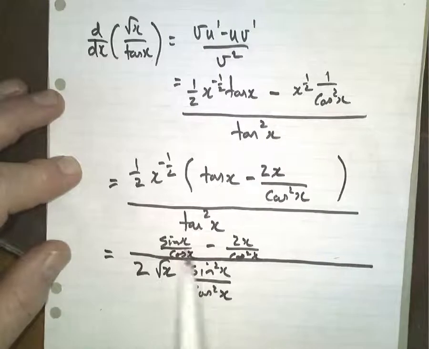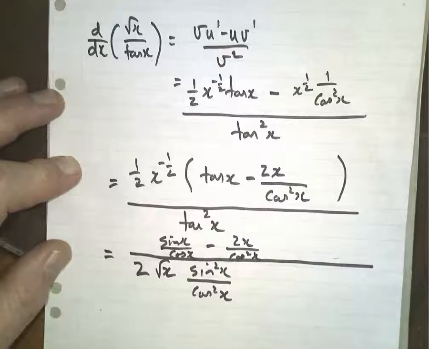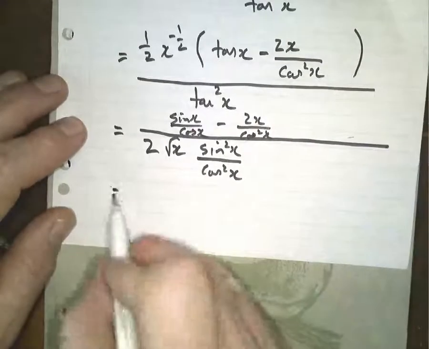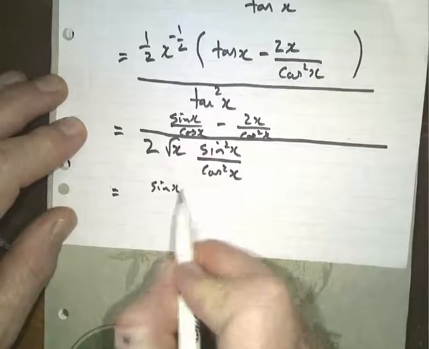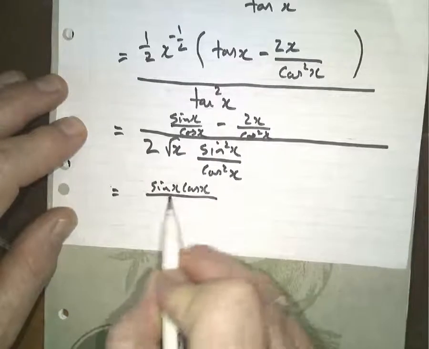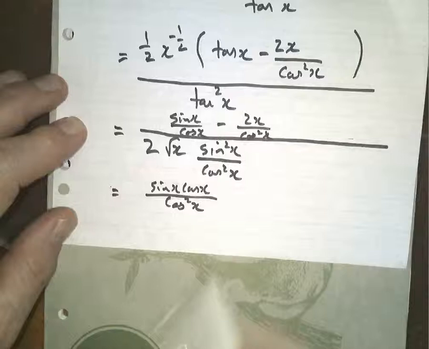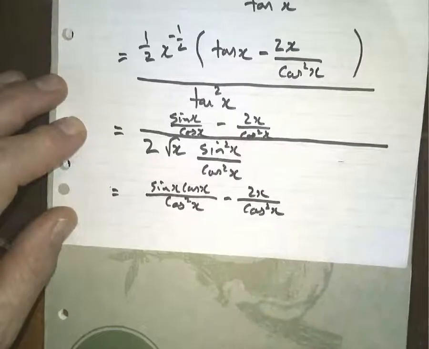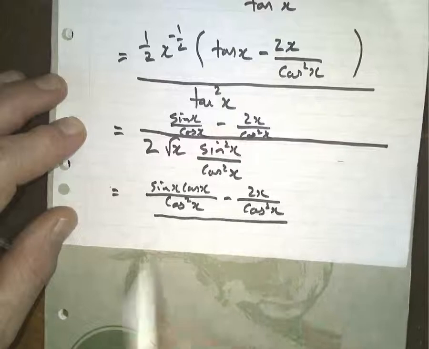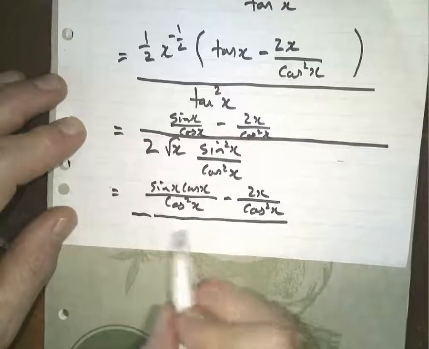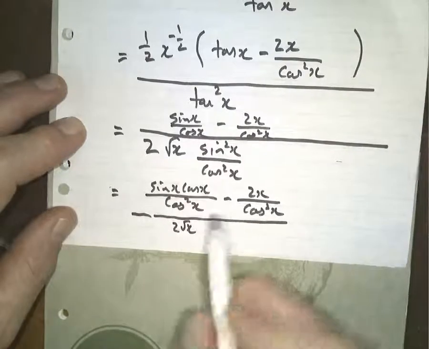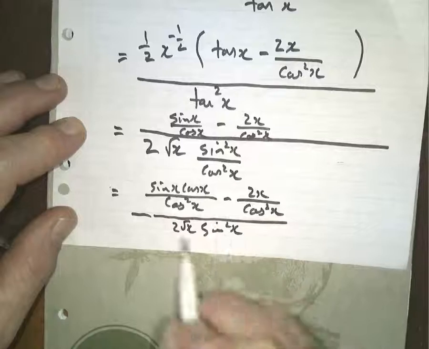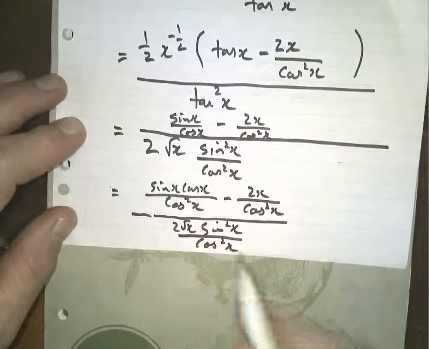This is on cos x, this is on cos squared x, this is on cos squared x. I'd like to put everything on top of cos squared of x. So I'm going to have the sine of x cos of x on cos squared of x, minus 2x on top of cos squared of x, all on top of 2 root x sine squared x, all on top of cos squared of x.